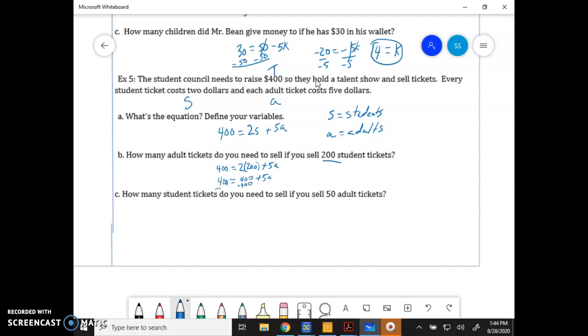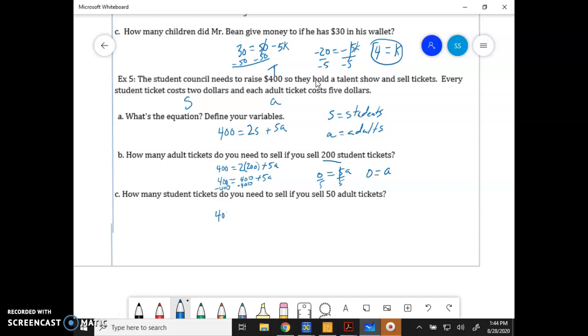We subtract 400 on both sides. So we get 0 is equal to 5a. Solve for a. You divide by 5. You get a is equal to 0. All right, hopefully you saw that coming. We already raised the full 400. We don't need to sell any adult tickets. All right, moving on. How many student tickets do you need to sell if you sell 50 adults?